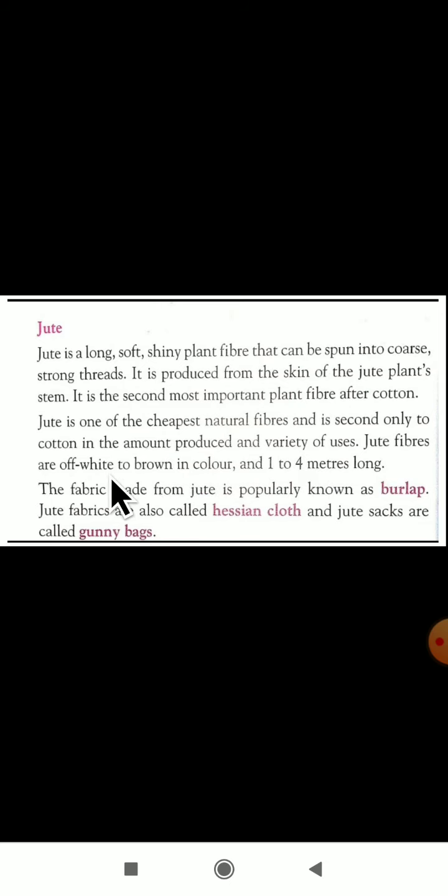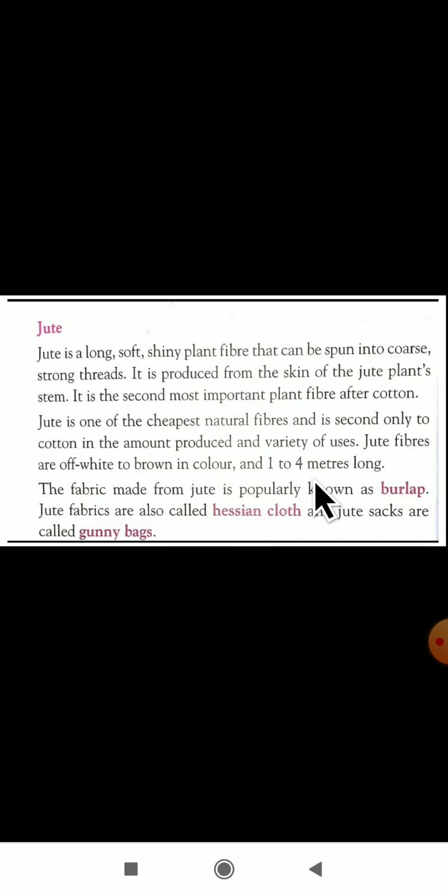Jute fibers are white to brown in color. What is the color of the jute fibers, dear students? It is white to brown in color. And how long is it? It is 1 to 4 meters long. This fiber is 1 to 4 meters in length.